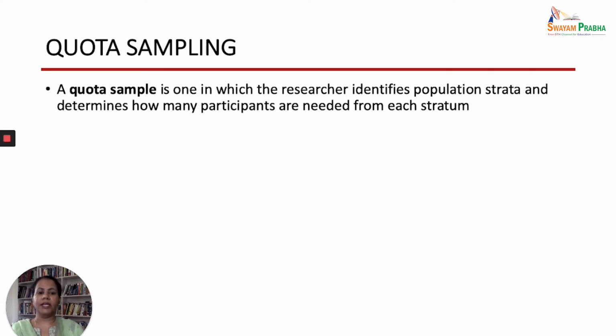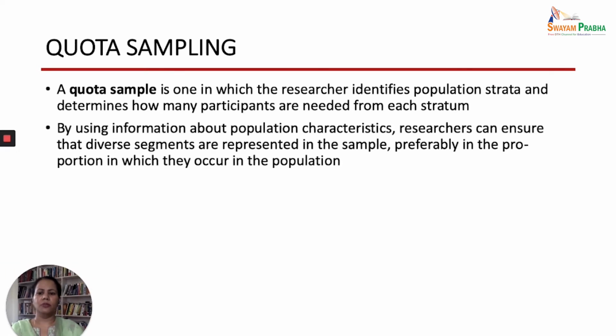So you may identify the strata and then from each stratum you select the subjects. Your sample will have representation from each stratum. This is known as the quota sample. By using the information about population characteristics, the researcher can ensure that diverse segments are represented in the sample, preferably in the proportion in which they occur in the population.